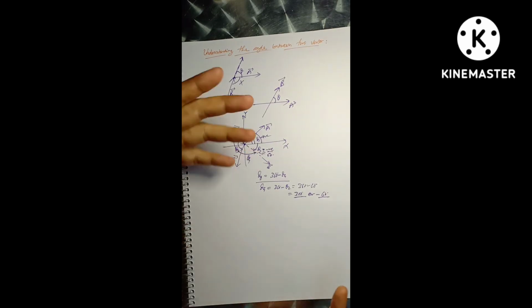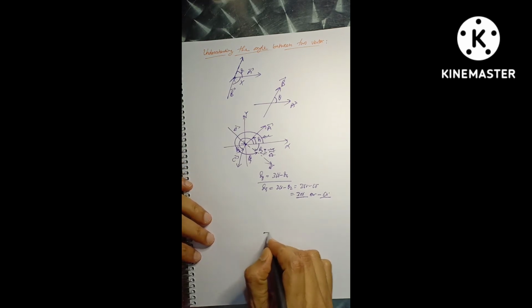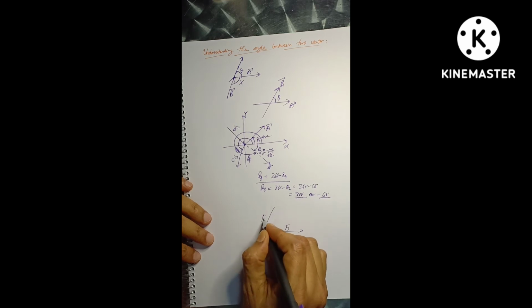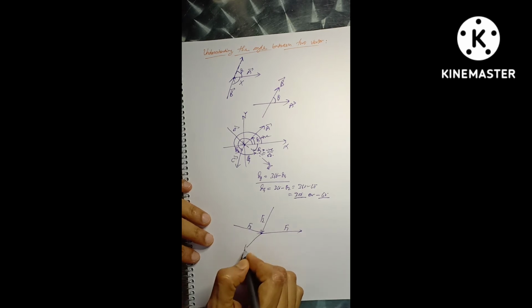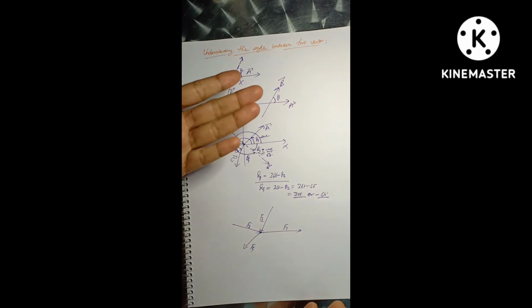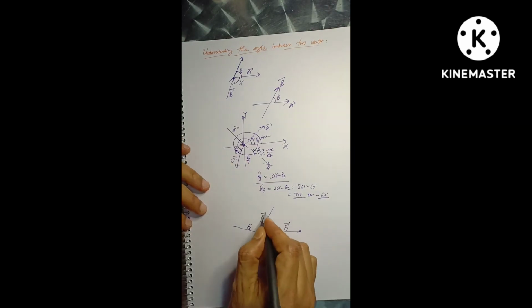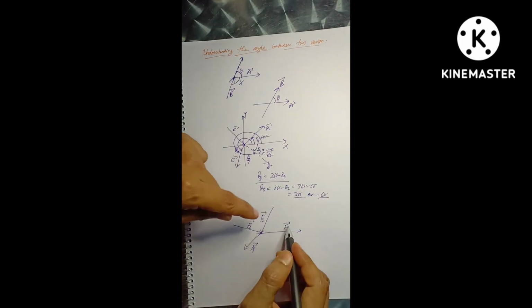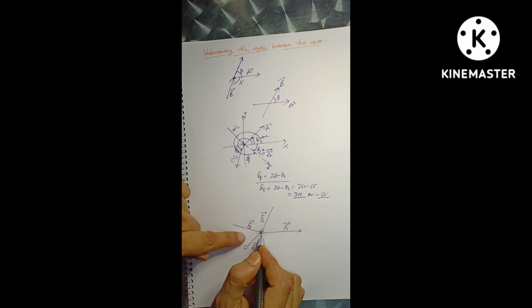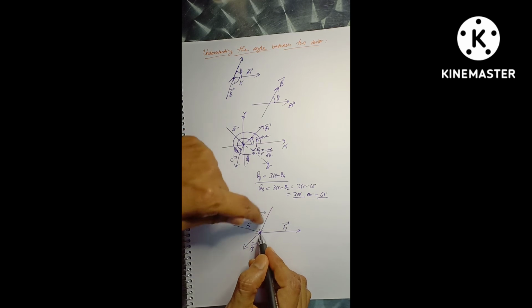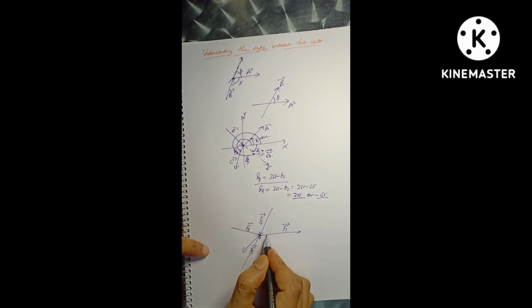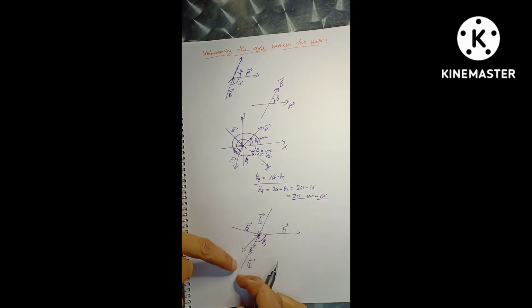Consider there is a large number of vectors acting on a point. One vector F1 along this direction, another vector F2 along this direction, another vector F3 along this direction, and F4 along this direction. Then what will be the angle between F1 vector and F2 vector? In this case, F1 vector is along this direction, but F2 is along this. So F2 will be extended along this path. So the angle between F1 and F2 will be theta 1. This will be the angle.